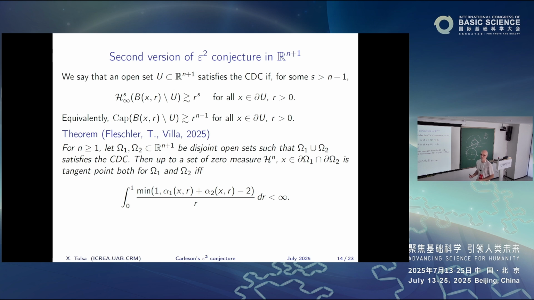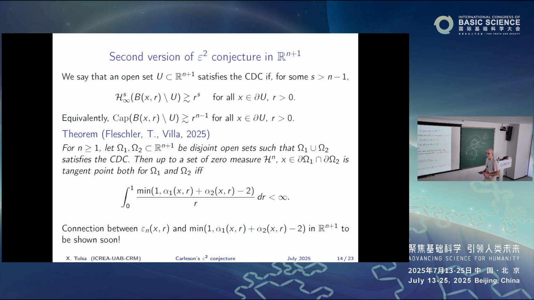In the plane, yes. But what happens with epsilon n? With epsilon n it is much more delicate. In the plane, they are comparable. Moreover, in the plane they are not angles, and this is what in the rest of the talk I want to talk a little about.